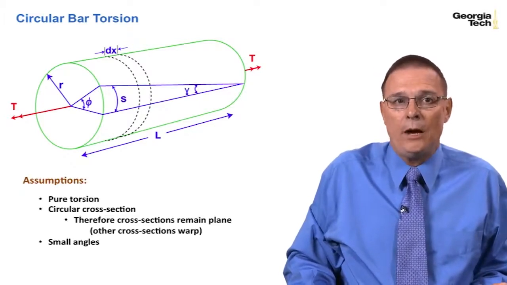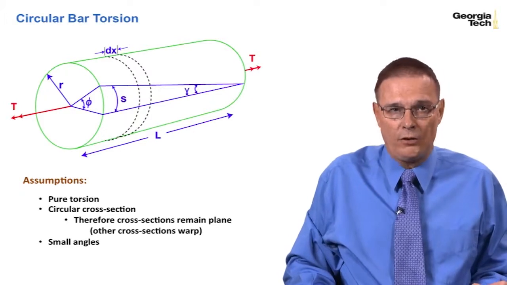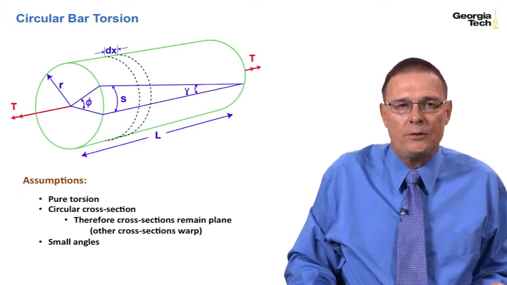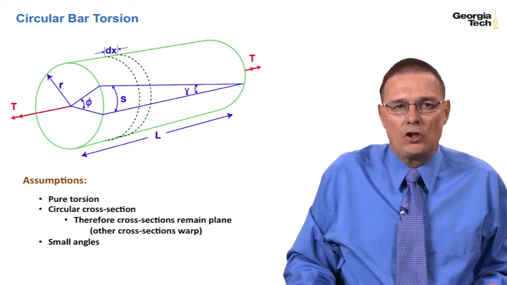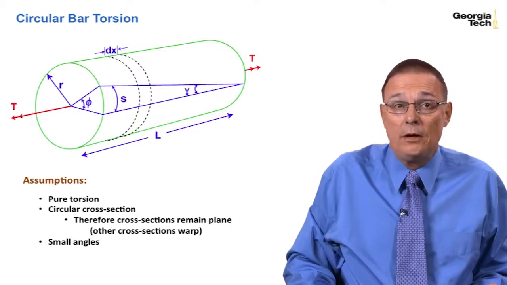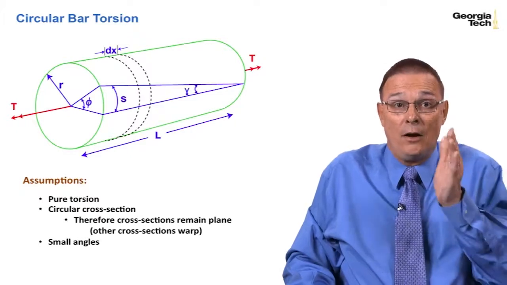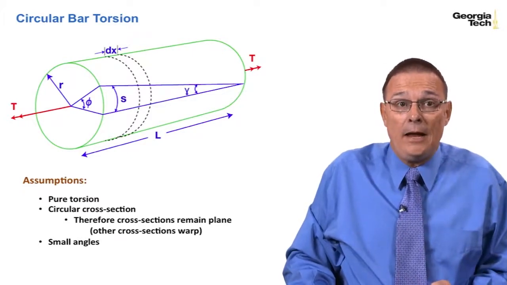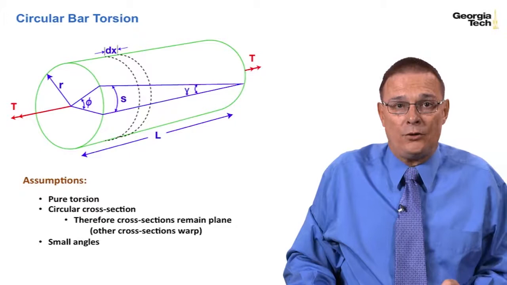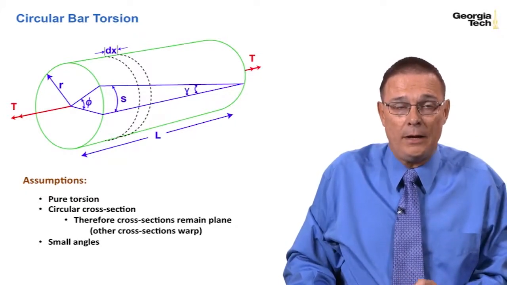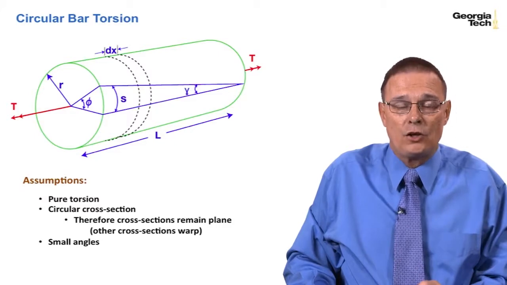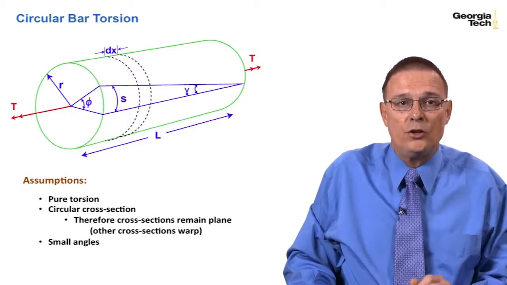And by doing that, we're going to make the assumptions that our bar is in pure torsion. It's only going to be subjected to a torque or a moment. And we're going to have a circular cross section, which means that the cross sections are going to remain plane. And we're going to assume small angles. And I've exaggerated the dimensions and the angles in my graph here just so that it's easier to see.